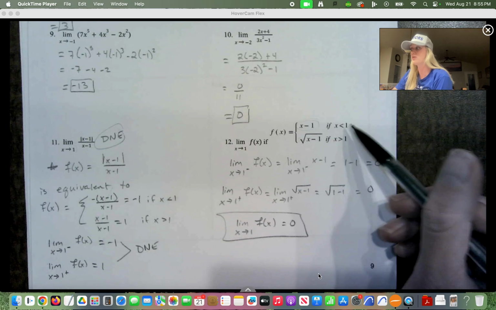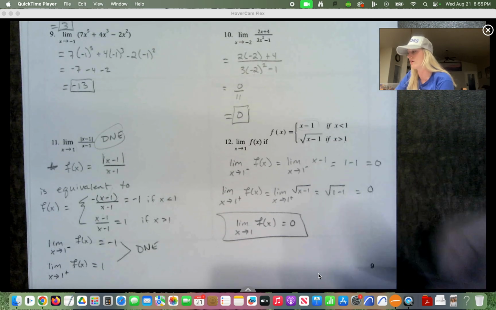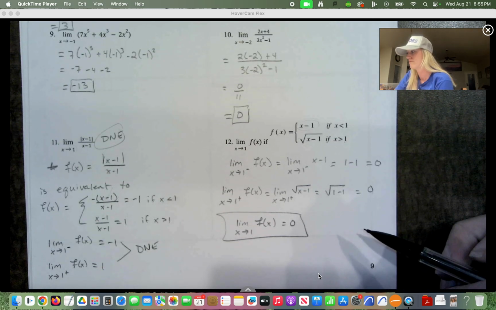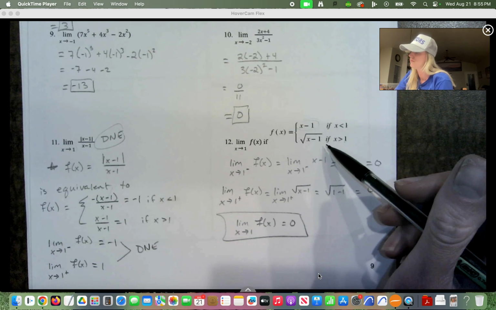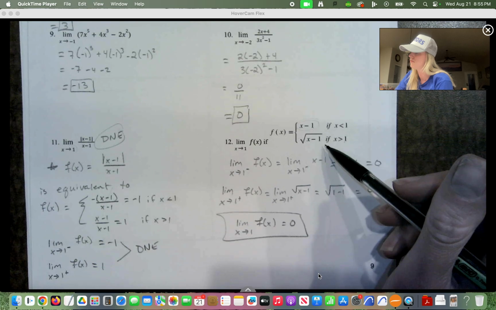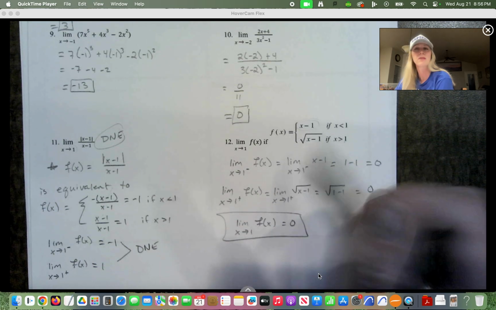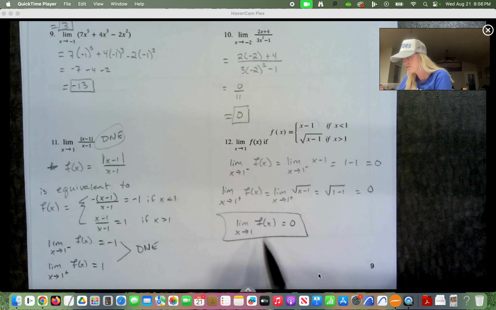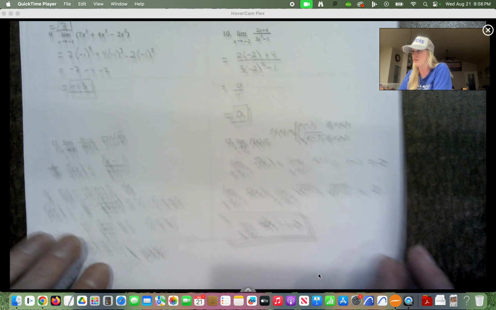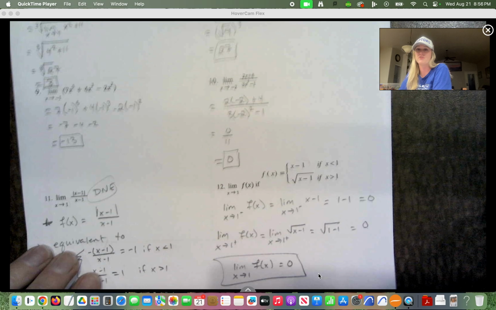Oh, actually, no, it's fine. Okay, sorry. Thinking of a different problem. Okay, so our limit as x approaches 1 of this function is 0 because both our right hand and left hand limits are the same.